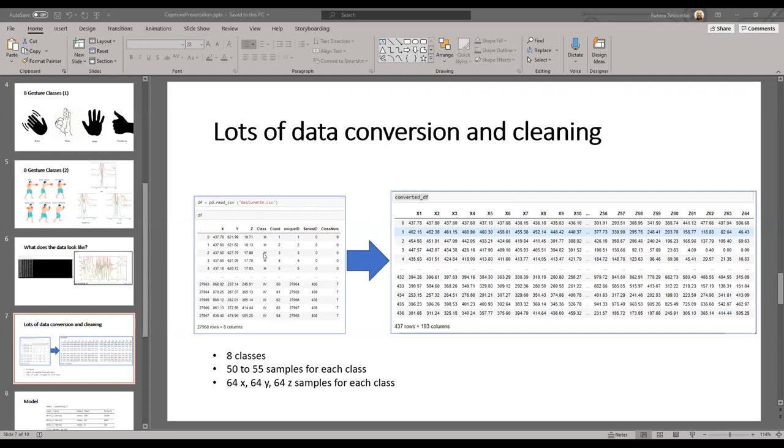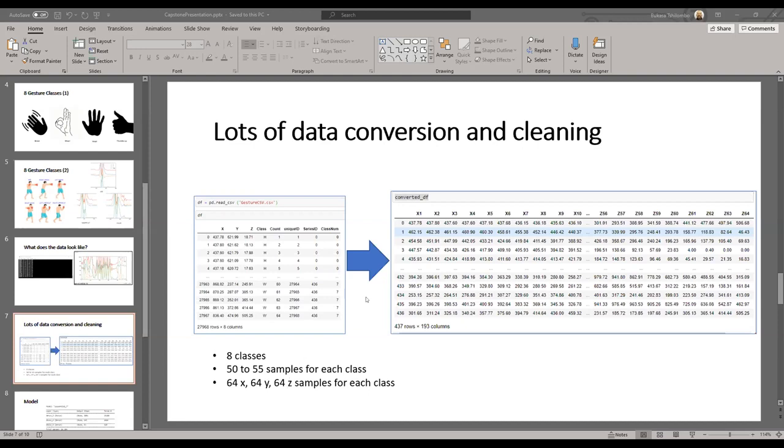At first I put just letters like hook and wave, etc. But then I ended up assigning a number to that, which is important, of course, for the model classification. So I ended up with, as I said, 8 classes, and collected 50 to 55 samples for each class. So this is me spending about an hour punching and doing hand gestures.